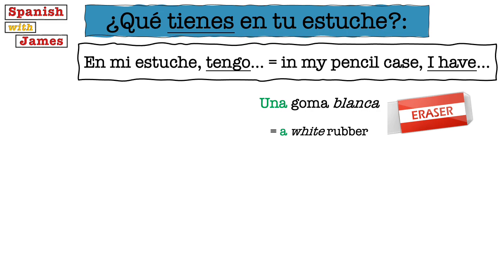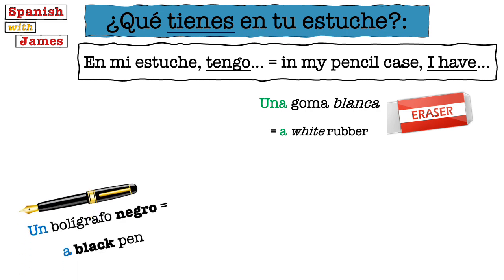En mi estuche tengo un bolígrafo negro. Un bolígrafo negro. So notice here, because it's un bolígrafo, it's masculine, negro ends in an O. And then una goma, because it's feminine, we change blanco to blanca, so that it agrees with the noun that it's describing.